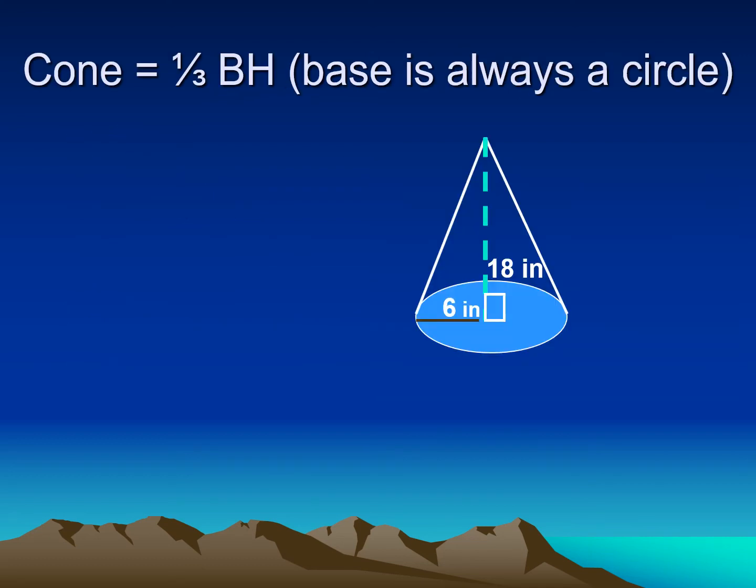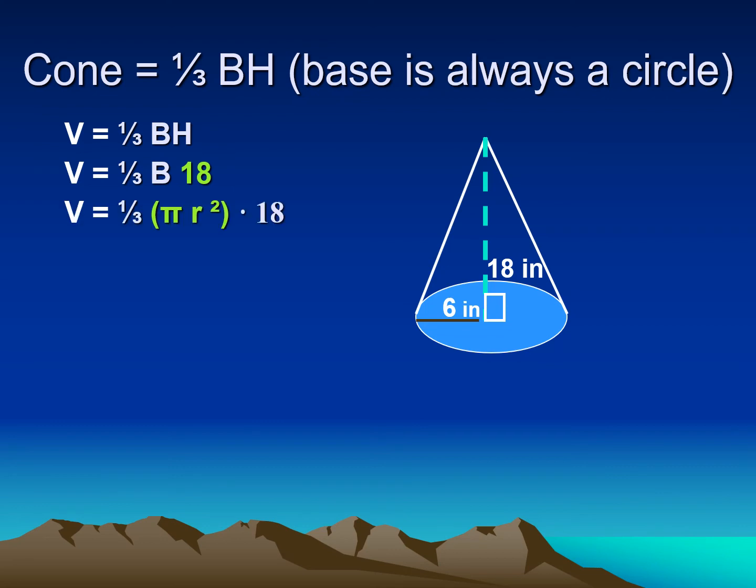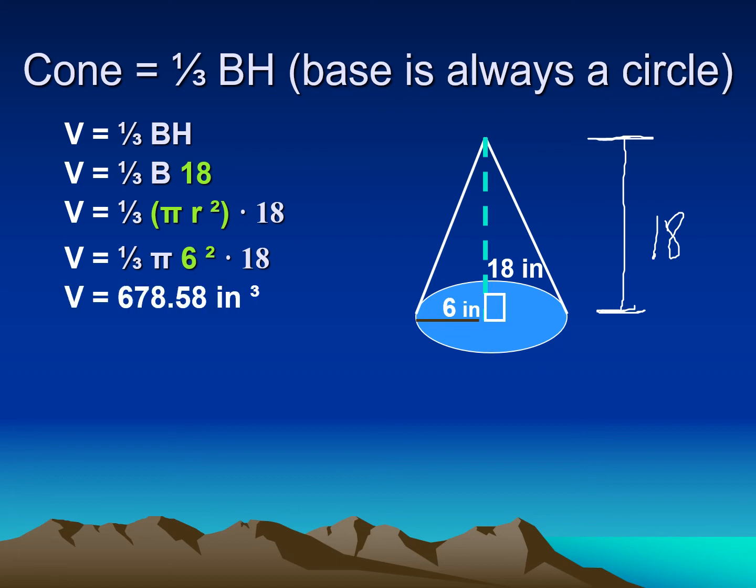Finally, a cone works the same way. You got the 1/3 out front. This time it's a circle base, so your circle formula pops up again. Pi times radius squared, and 18 for the regular height of the middle. Now sometimes, if it's too cramped on the drawing, they'll put the height over to the side like that and say that's 18. That's your height going straight up when they do that. 1/3 times pi times 6 squared times 18. Okay, round it to 1 or 2 decimal places.